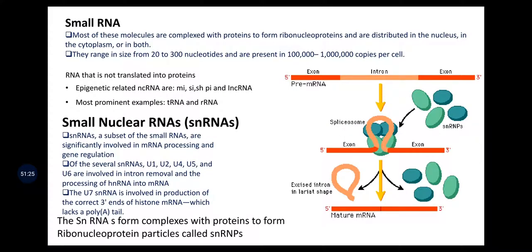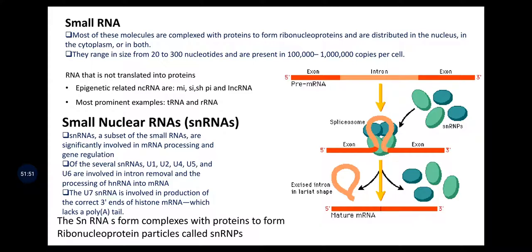Now we shall talk about small RNA. Most of these molecules are complexed with proteins to form ribonucleoproteins and are distributed in the nucleus, in the cytoplasm, or both. They range in size from 20 to 300 nucleotides and are present in 1 lakh to 1 million copies per cell. RNAs that are not translated into protein are small RNAs.